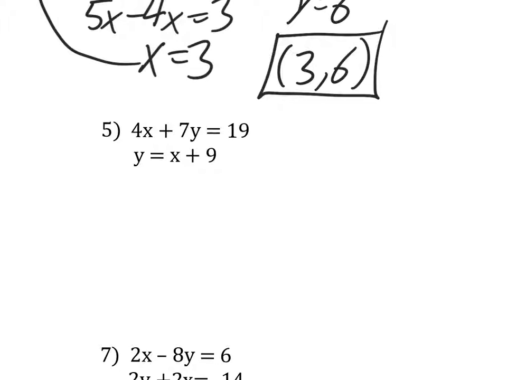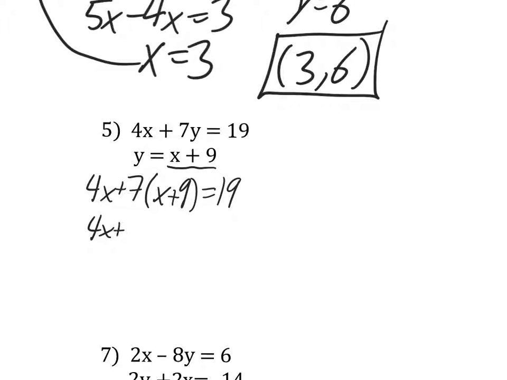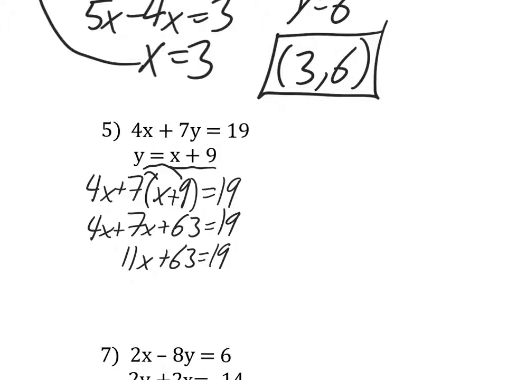So now, number 5. We're doing the same thing again. So let's go ahead and take my second equation and plug it into my first. So I have 4x plus 7, instead of y, I'm going to write everything that's down here, x plus 9, equals 19. So now 4x plus, let's distribute that 7 to everything. So 7x plus 63 equals 19. 4x plus 7x is 11x plus 63 equals 19. Let's subtract that 63, so 11x equals negative 44. Last part, divide by 11, so x equals negative 4.